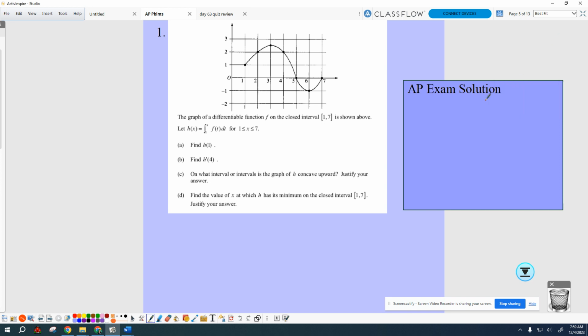Can anyone tell us the first one? How do I find h of 1? Zero. Why? Because 1 and x are both the same value, so the width of the rectangle is 0. So what's the area under a dot? 0. Okay.